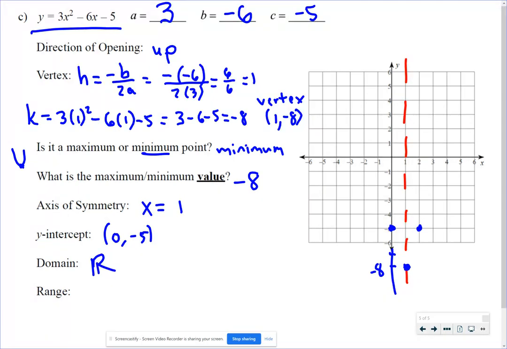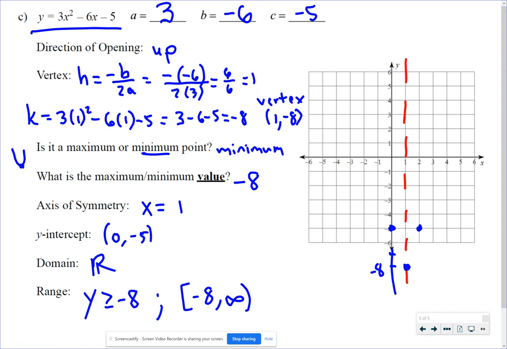And the range, what y values are we going to have? We're going to have -8 and everything bigger, because from -8 for the y, we're going to go up. So -8 is our smallest. We get all y values greater than or equal to -8. Or we could write in interval notation: smallest is -8, use the bracket. Where are we going? Up forever. We're going to infinity.